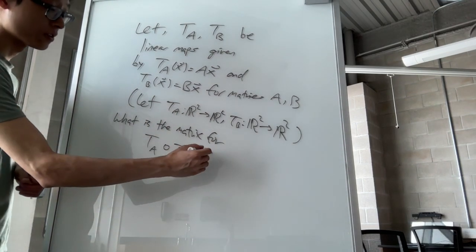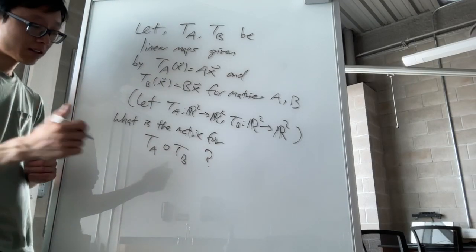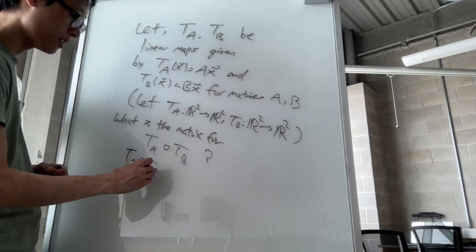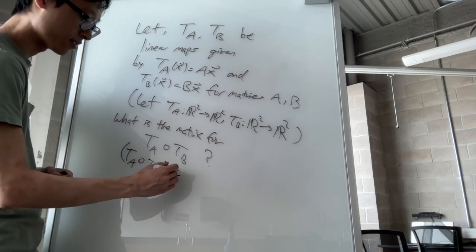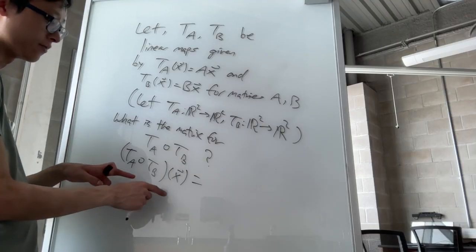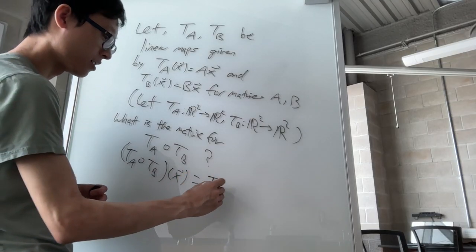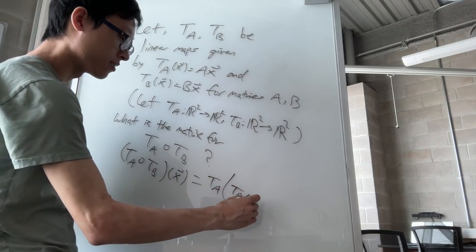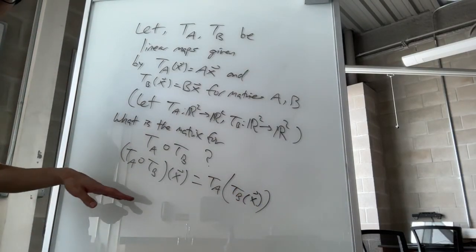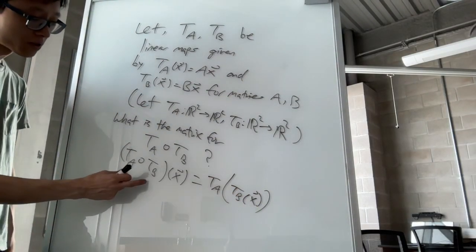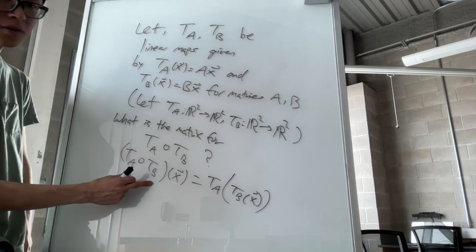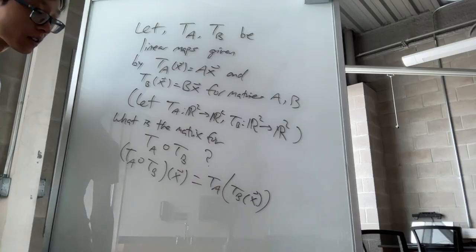So the way to think about this composition is, remember, TA composed with TB of x, I'm passing it into TB first and then passing the result of that into TA. So it's TA of TB of x. So this is just composition of functions here. So what's the matrix for this? The matrix for TA is A and the matrix for TB is B. How about for TA composed with TB?